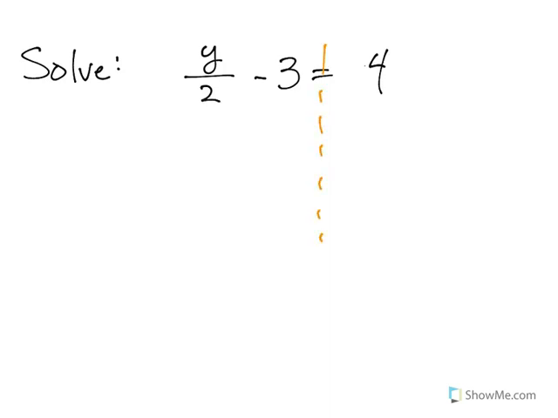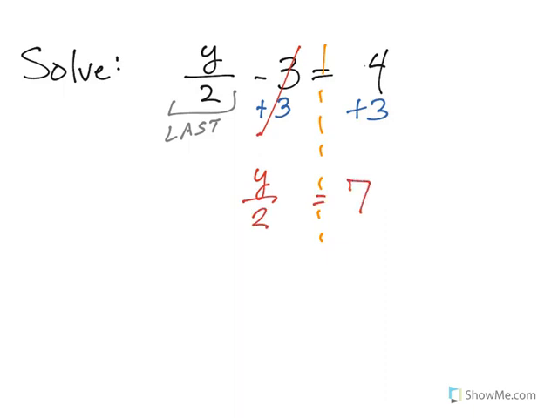y over 2 minus 3 equals 4. Again, the variable piece is what we want to play with last. So I see the minus 3. The opposite of minus 3 is a plus 3. So the 3s cancel out. I'm left with y divided by 2 equals 7.